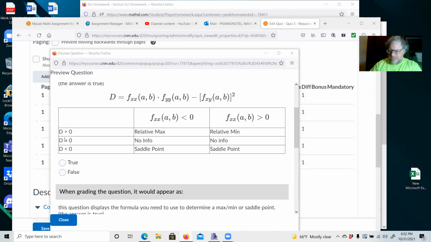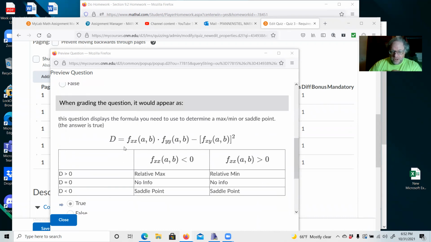I don't think your book actually has one. No, it has like one. There's a few that are that complicated, but not too many. So what you're going to do is consult this, and if D happens to be greater than 0, then we consult our fxx and decide what's going on. If it's equal to 0, then we have no information, and if there's a saddle point, we're going to get that D is less than 0 here.